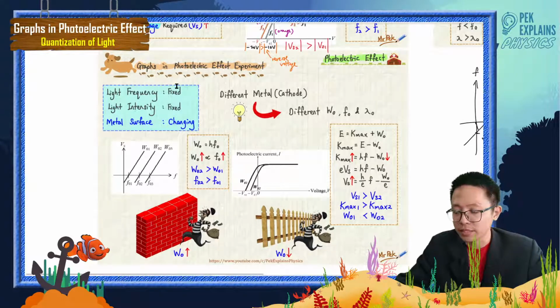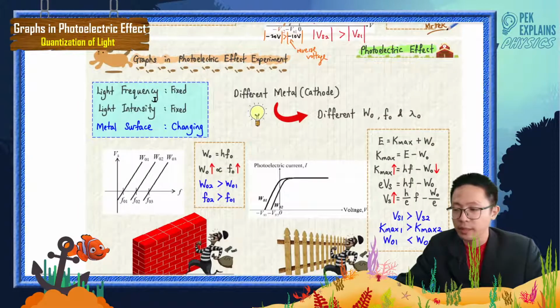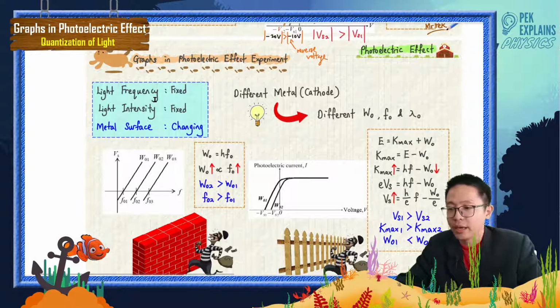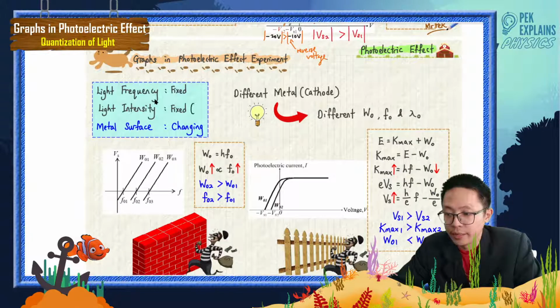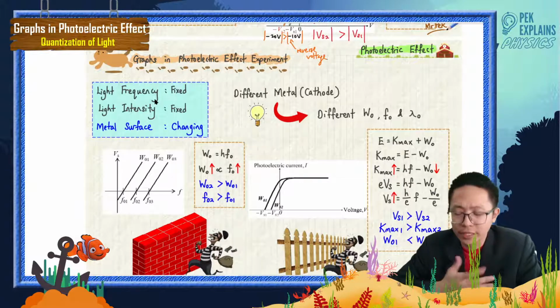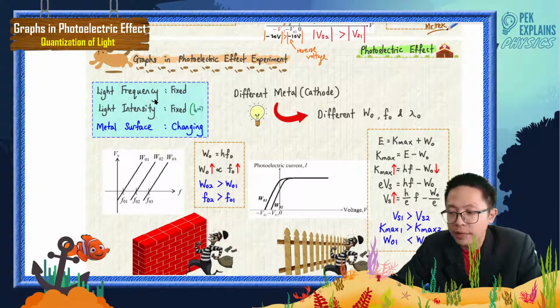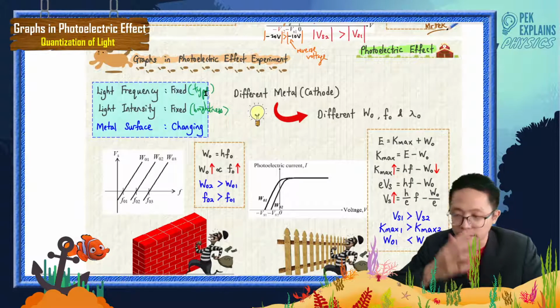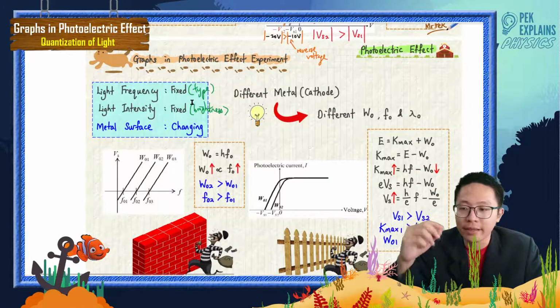Okay, let's talk about the last video. Now I fixed the frequency and also the intensity of light. That means I use the same brightness. Everything about the light I fixed: the brightness, the type of light. I use the same type of light and the same brightness.